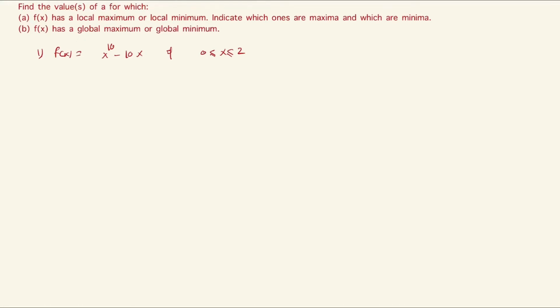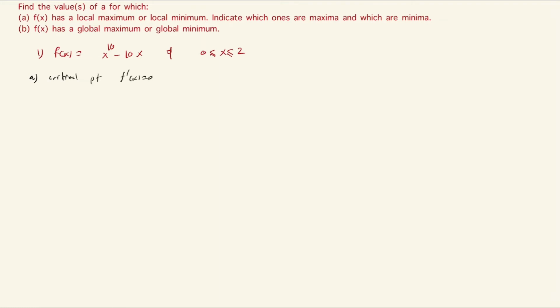Find the values of the function for which the function has a local maximum and minimum, and determine which are maximum and which are minimum. And then b, f of x has a global maximum and a global minimum. So first, we are given this function, and it's on the interval between 0 and 2.